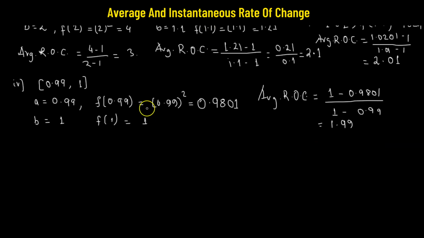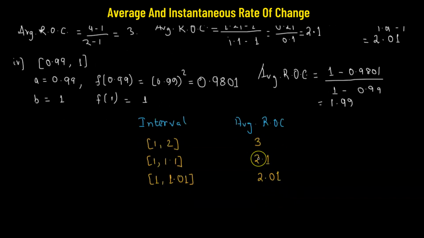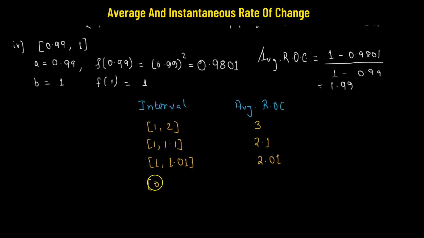So we have the interval, and then we have the average rate of change. For the first interval given by 1, 2, the rate of change was 3. For the second interval 1 to 1.1, this was 2.1. For the third interval 1 to 1.01, this was 2.01. And finally for 0.99 up to 1, we got the value 1.99.